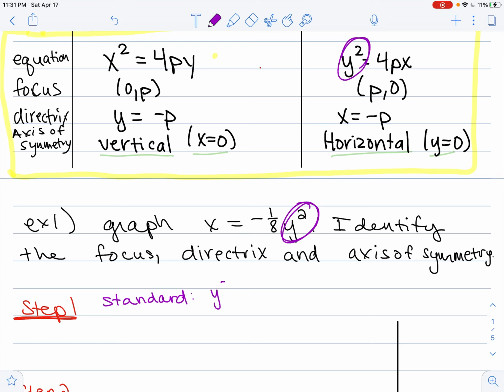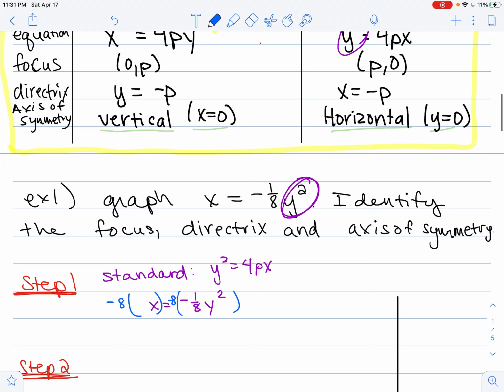So if I've got x equals negative 1/8 times y squared, we're going to get that y squared by itself. So let's go ahead and multiply both sides by -8. What that's going to do is cancel out the negative, and 8 times 1/8 cancels it out. So we end up with y squared equals -8x.